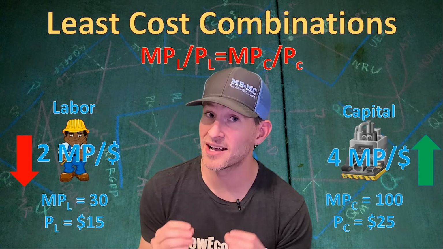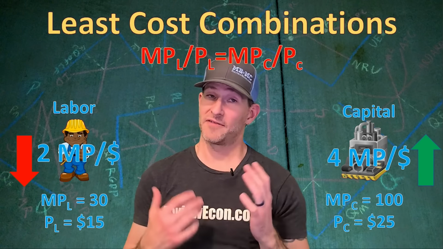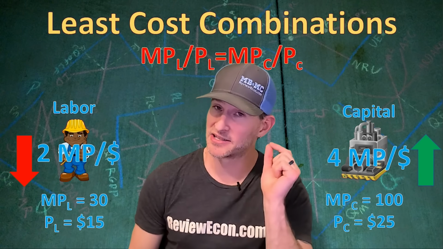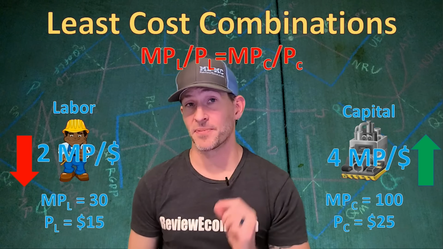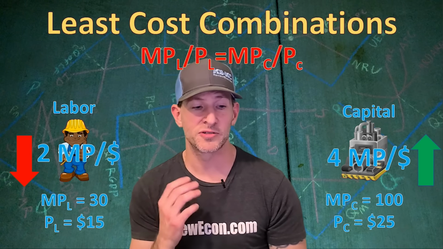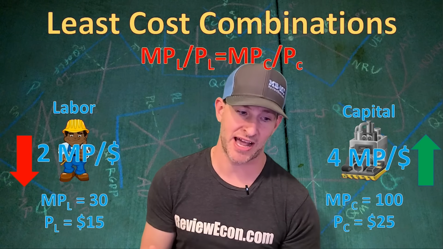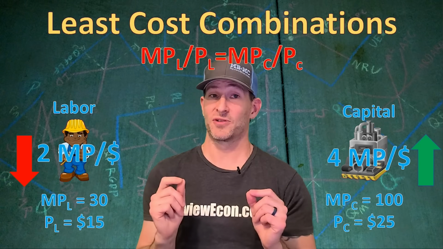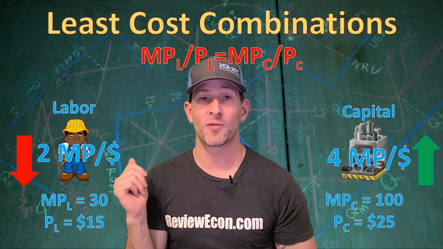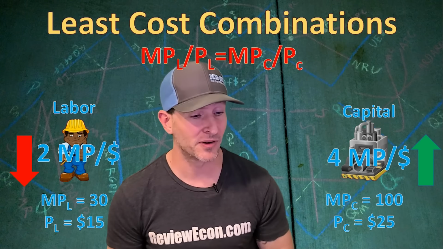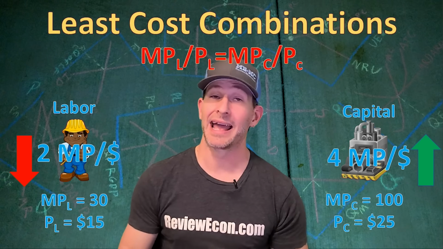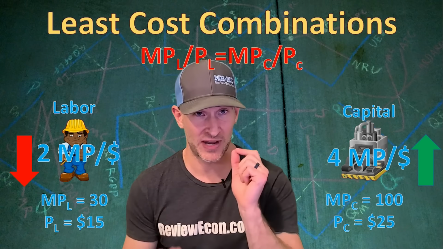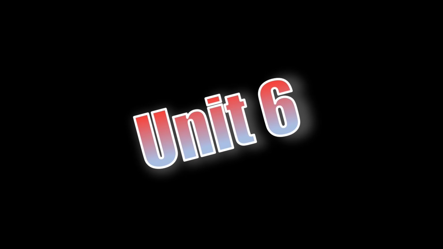When it comes to least cost combinations of labor or capital, we have a formula to determine what's best. It's the marginal product of labor divided by the price of labor equaling the marginal product of capital divided by the price of capital. This is just like utility maximizing combinations, but now we're looking at resources. If the ratio is higher for one good, in this case capital, then we're going to want more capital, and in this case less labor because we have a lower ratio for that one.